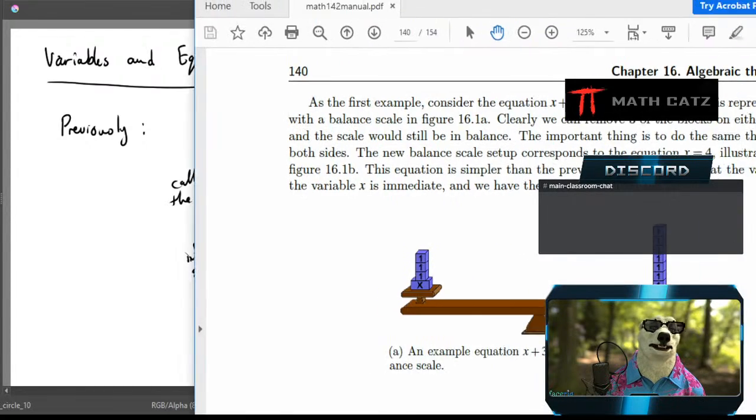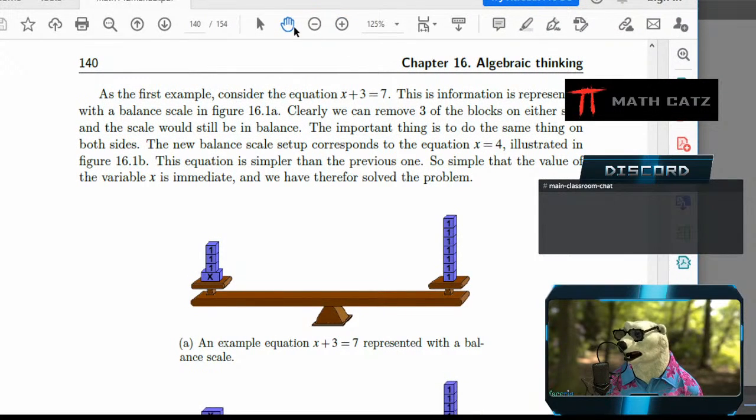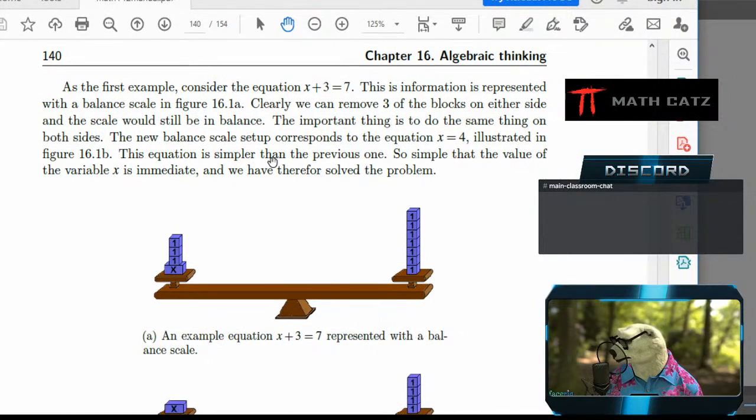I'll do that briefly by just referencing the book. Just want to make sure my webcam isn't in front of this. I don't think it is. Let me just double check.